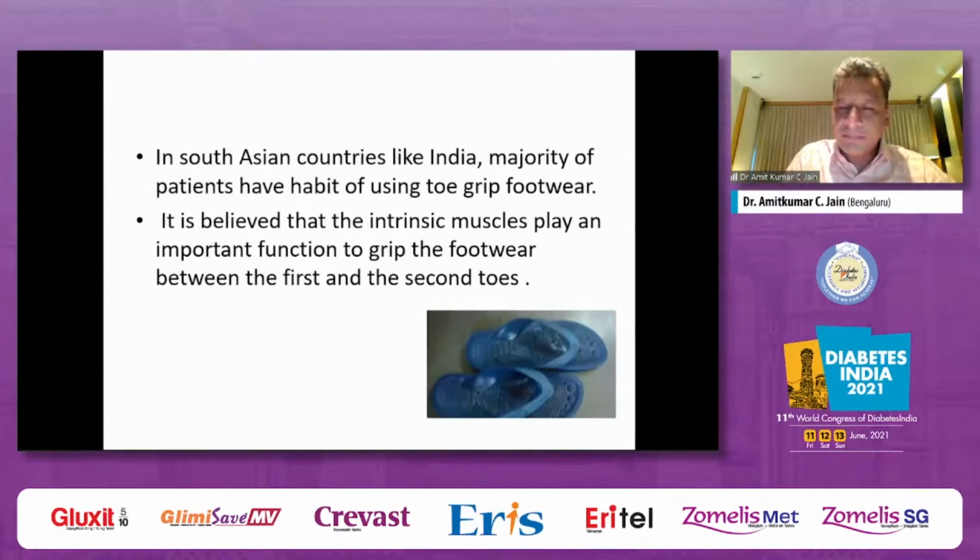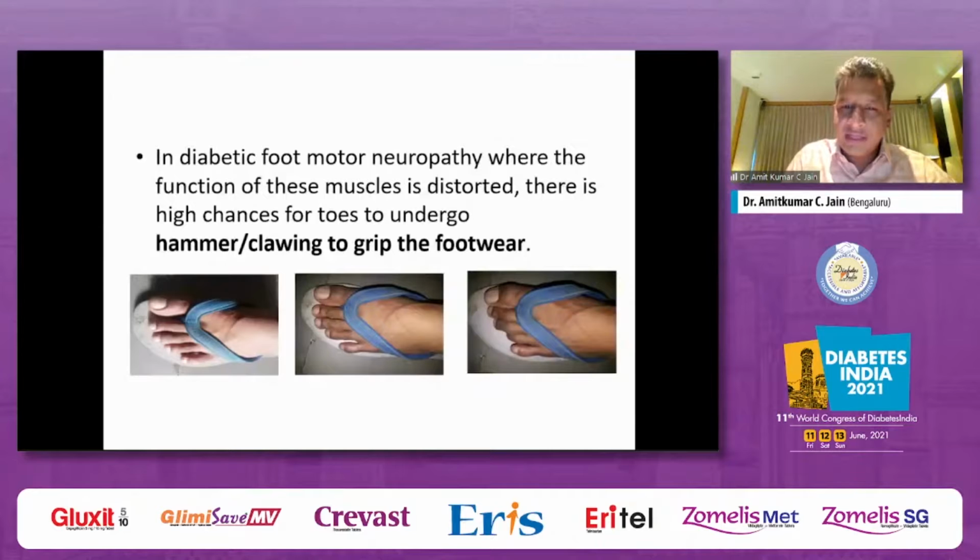South Indian patients have a habit of wearing this type of footwear, and since intrinsic muscles play an important role in gripping this footwear, when the patient develops motor neuropathy, the function of these muscles gets distorted. Hence there is a high chance of hammering or clawing when they try to grip between the first and the second toe.